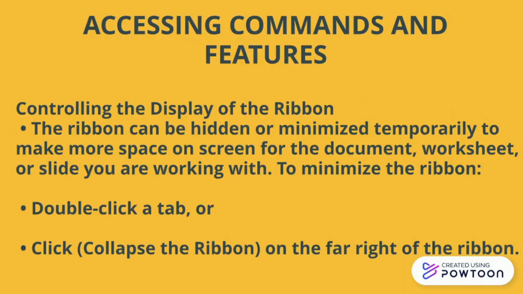Accessing commands and features. Controlling the display of the ribbon. The ribbon can be hidden or minimized temporarily to make more space on screen for the document, worksheet, or slide you are working with. To minimize the ribbon, double-click a tab or click Collapse the ribbon on the far right of the ribbon.